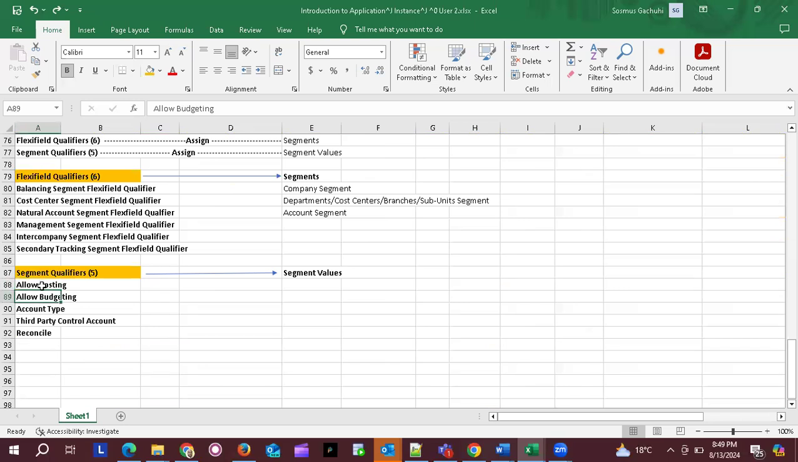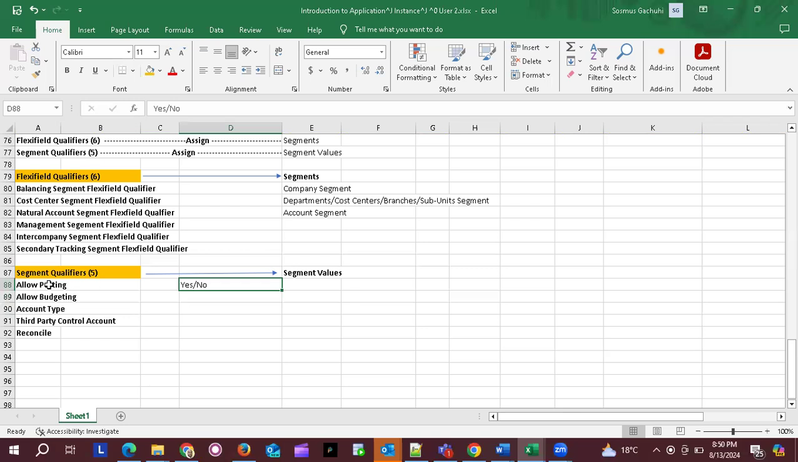So already these ones are there in the system. These are seeded. Also these ones are seeded. So what we only do is select whether we are allowing or not. So we usually say either yes or no. And this is a form of control over the kind of data you want the user to key into the system.